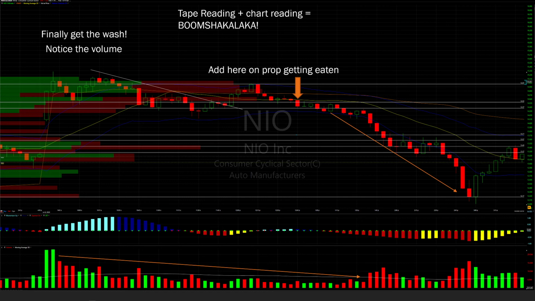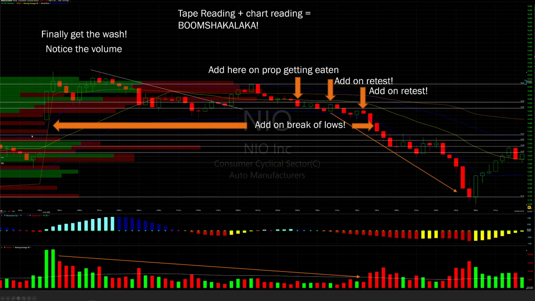So the prop got eaten, again, obviously a good sign, right? And then you have the retest, right? And then you have the break down, and then the retest again at the 1437, and then you had these lows get broken, right? So all these are ample opportunities to add to the short position. Now, my goal was the $12 to $13 range, and you see this volume profile? I thought we may get some bounces in between all of these. So I was starting to cover.